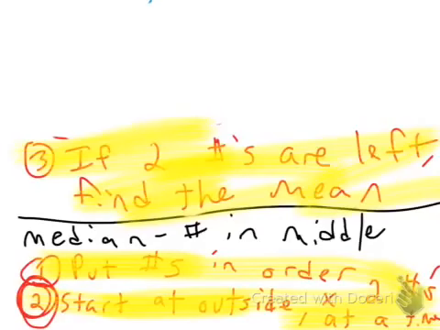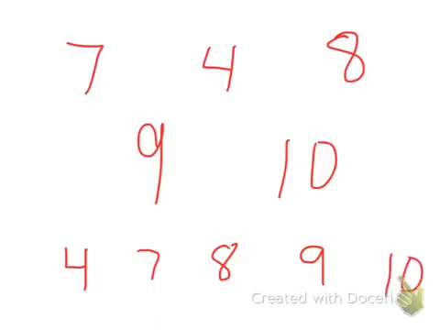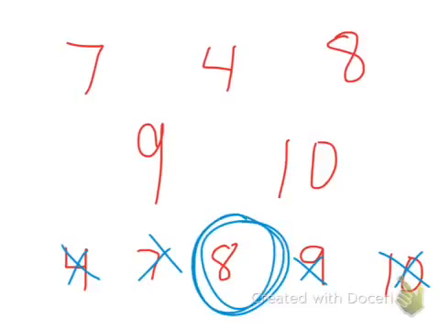Okay. I'm going to give you one easy one and one hard one, okay? First data set. 7, 4, 8, 9, and 10. I want you to pause and solve the median. Okay, first step is put them in order. So it's 4, 7, 8, 9, 10. Step number 2 is to cross 2 out at a time from the outside. 1, 2. 1, 2. So our median would be 8. That's all there is to it.